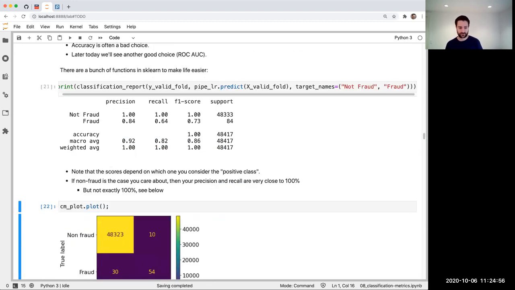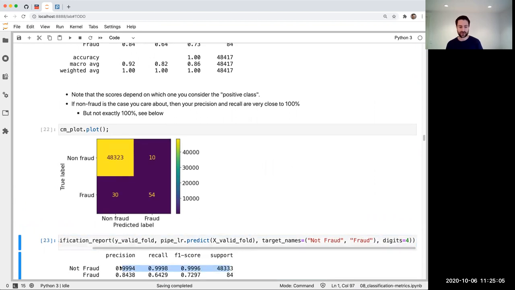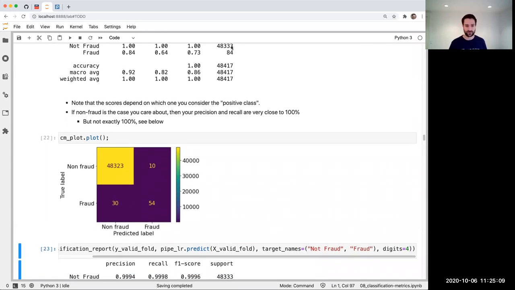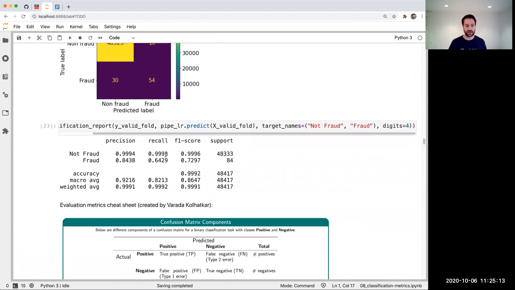So this is our confusion matrix again. Here I just took the same thing but printed it out to 4 digits. I just wanted to point out these are not exactly 100%, but they're just very close from what we saw above with 2 digits. Okay, not that important.